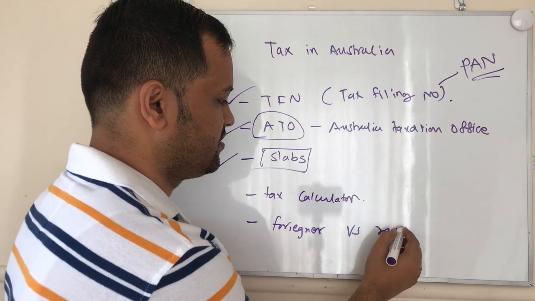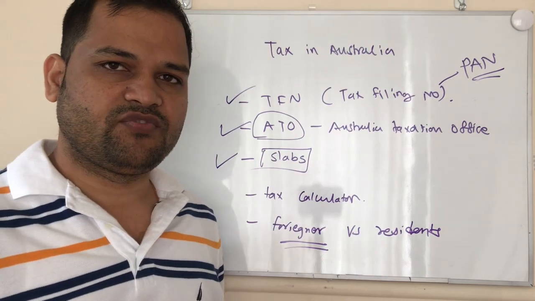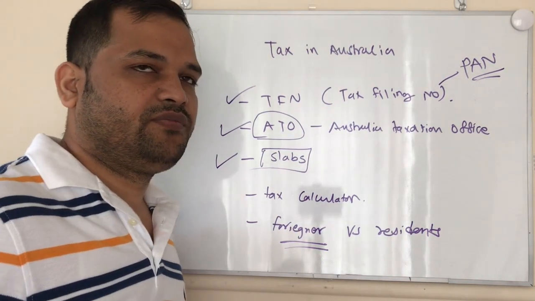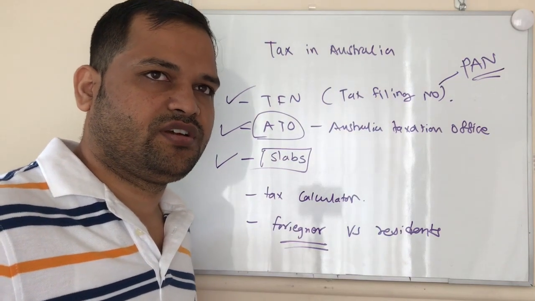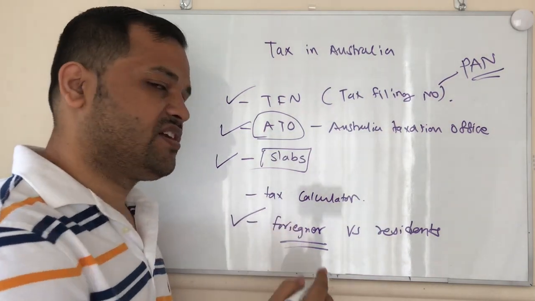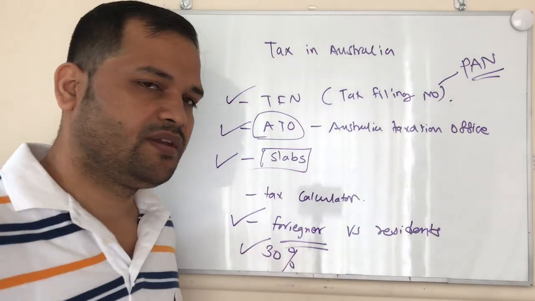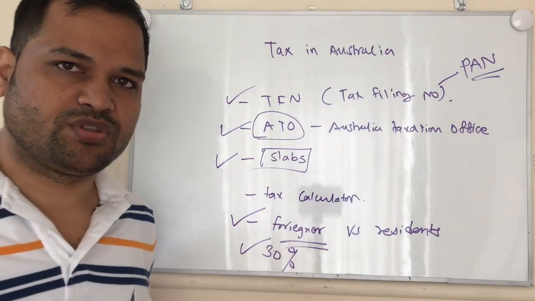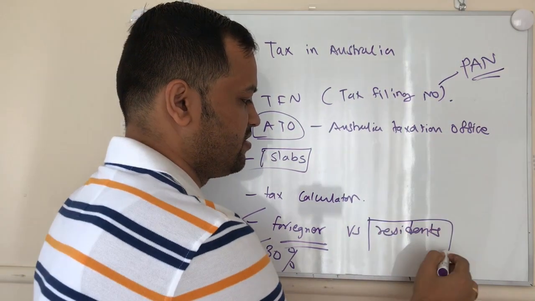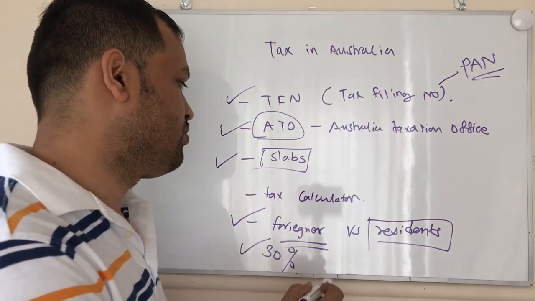Then I also wanted to tell you about foreigners versus residents. You will be considered a foreigner for tax purposes if you worked here in Australia for less than say 6 months, then you will be taxed at higher rates, a flat 30% you will have to pay. But if you have worked here for more than 6 months or 183 days, then you will be considered a resident for tax purposes, and your tax calculation will happen based upon the slabs.